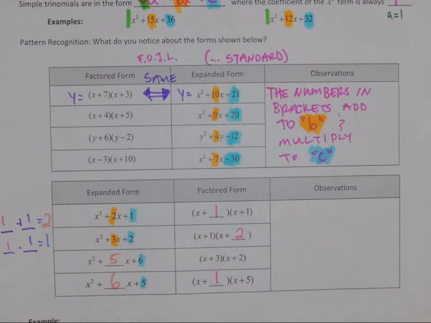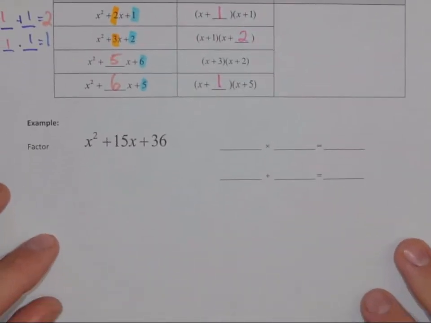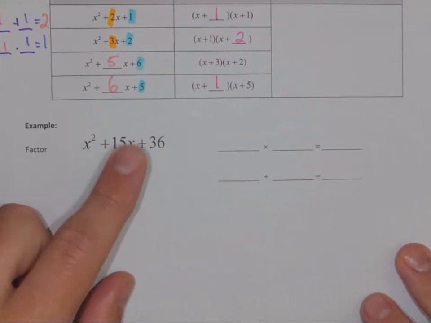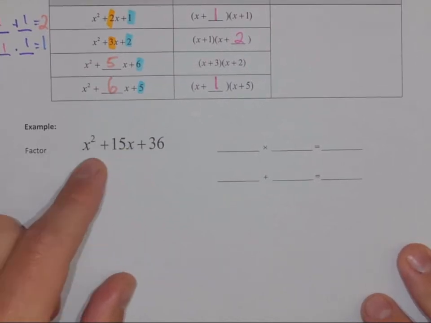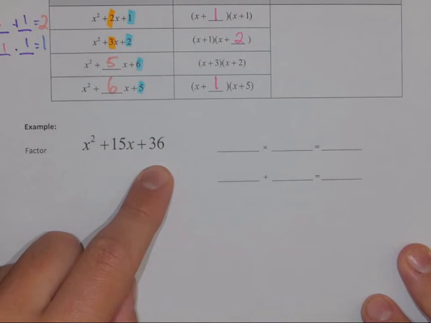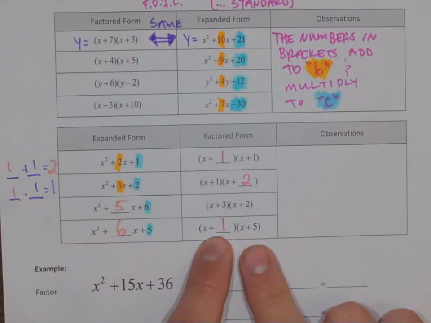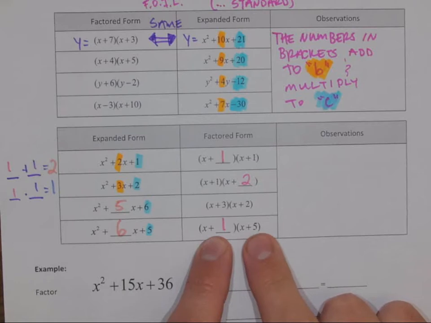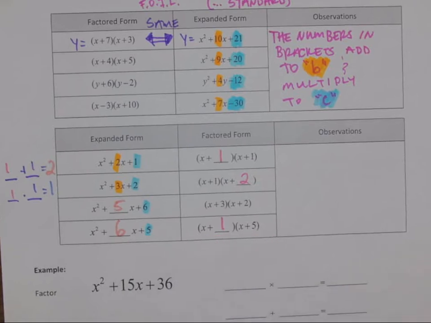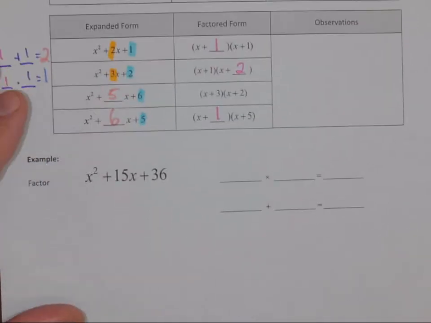So how do we use this? Well, we're going to use that information to actually break these down. We're going to factor them. We're going to turn this trinomial into a binomial, x plus or minus some number times x plus or minus some number. So we've got to look at what we know.